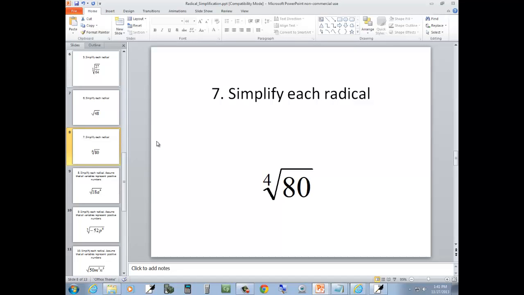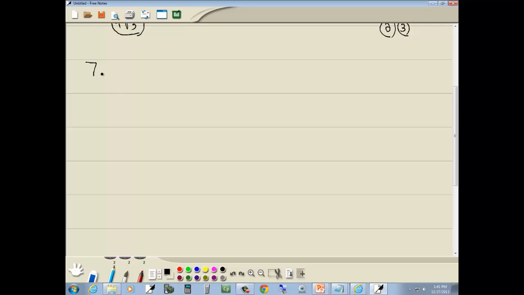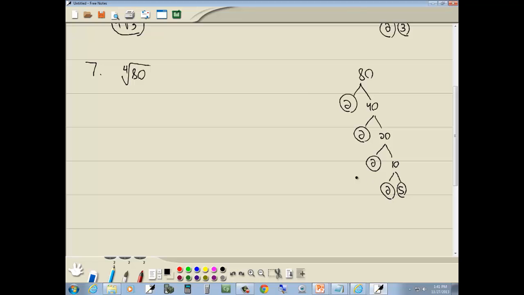Let's take a look at this one. Got the 4th root of 80. If I do the prime factorization, start with 2. It's divisible by 2. 2 times 40. 2 is prime, so we circle it. 40 is 2 times 20. 2 is prime, so we circle it. 20 is 2 times 10. 2 is prime, so we circle it. And 10 is 2 times 5. And both 2 and 5 are prime, so we circle them.